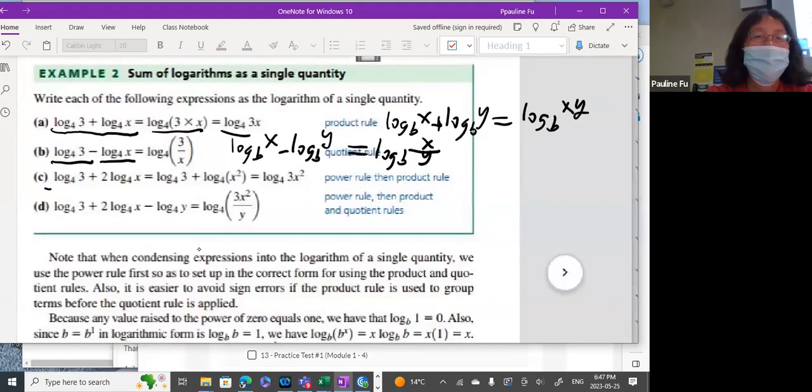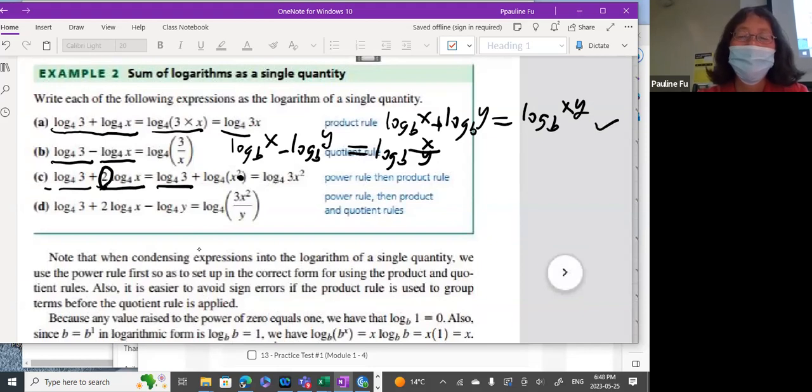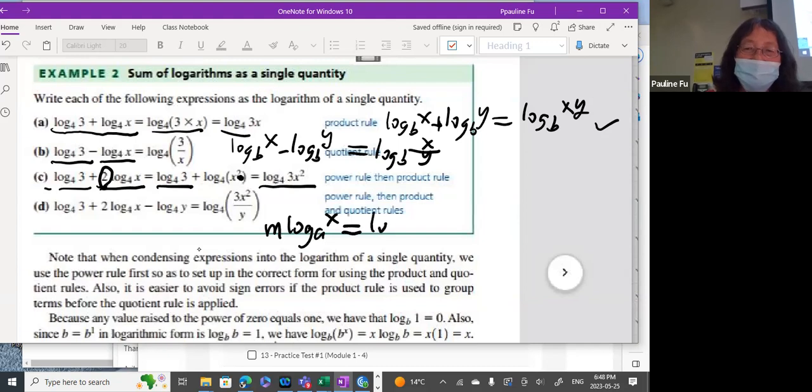And C, log 4, 3 plus 2 log 4, x. We copy down log 4, 3. We move this 2 as exponents here. This 2 goes over here. And then we use this first row here, and we get this result. So remember, if you have a constant m log a x, it is equal to log a x raised to power m.